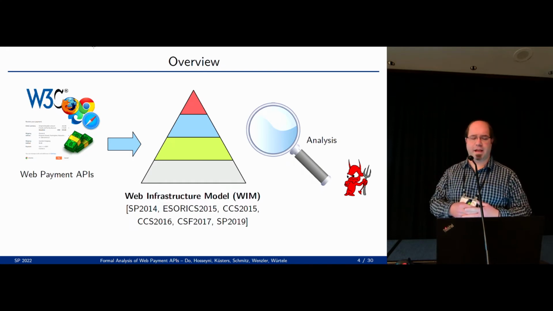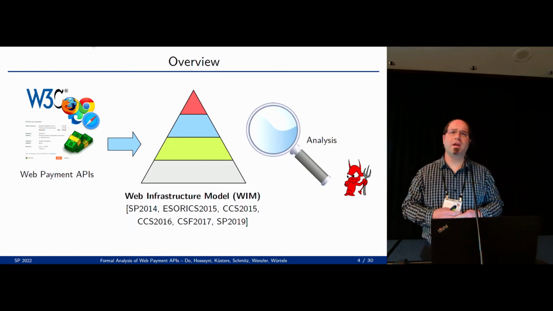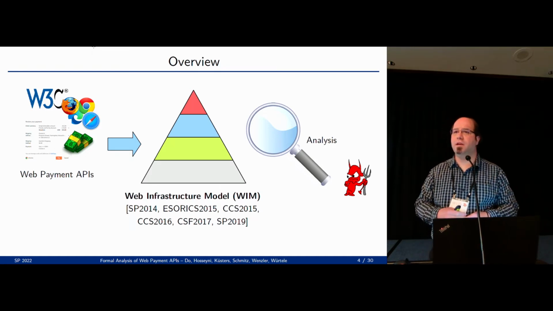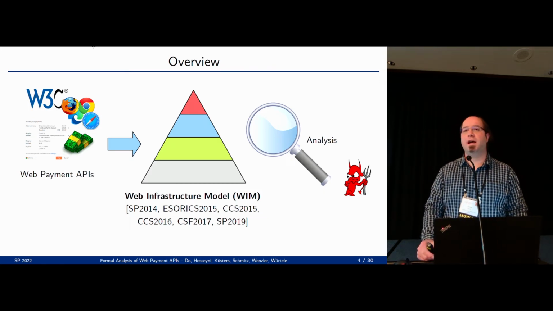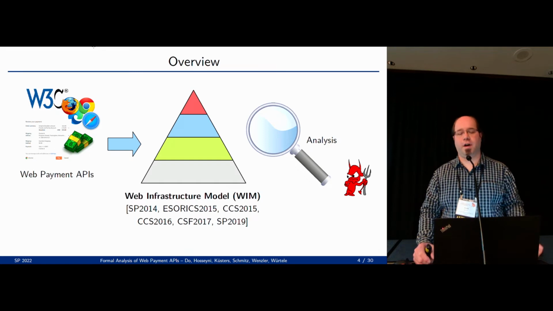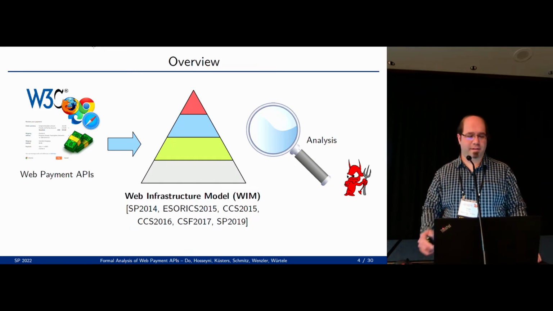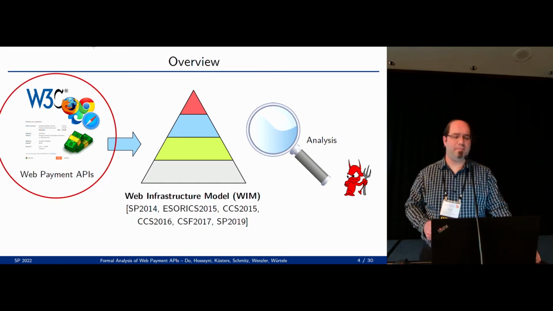So in this talk, I will first give you an overview on the protocol behind this new web payment standard. Then I will give you a brief introduction in the method that we use to analyze such standards. That's the web infrastructure model, or WIM for short. And then I will give you an overview of our analysis and our results. So let's start with the web payment APIs.